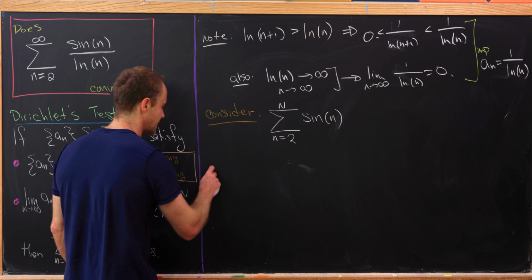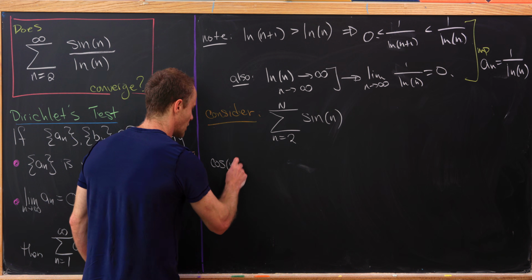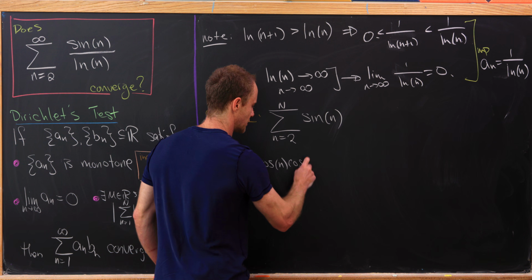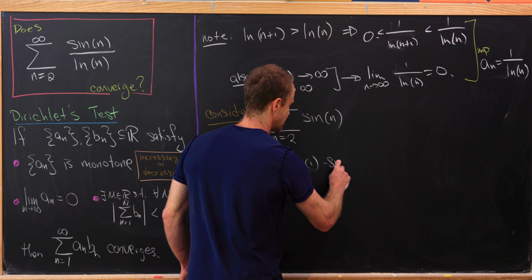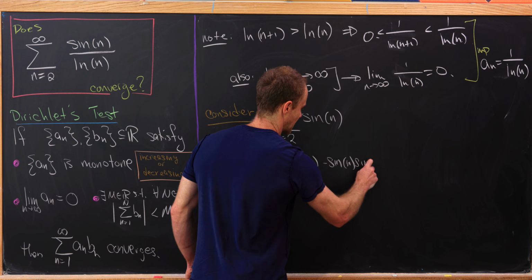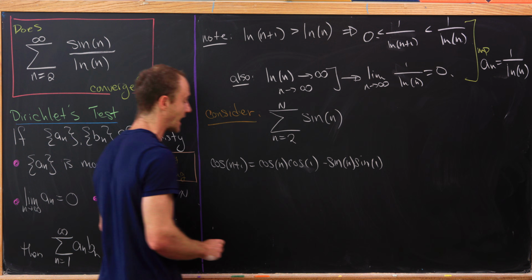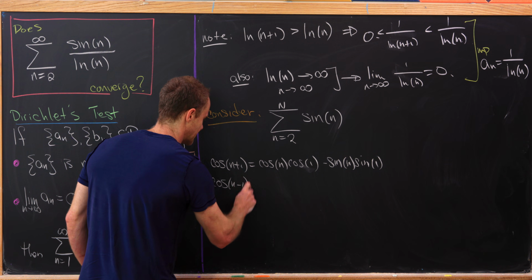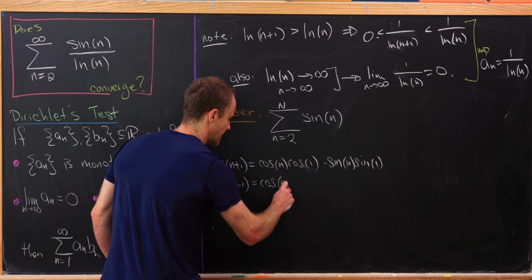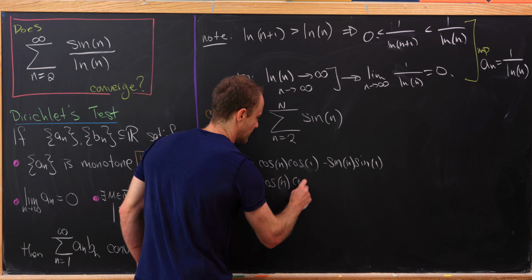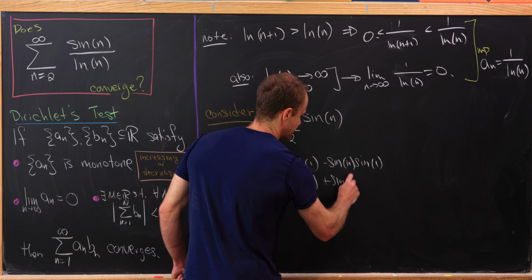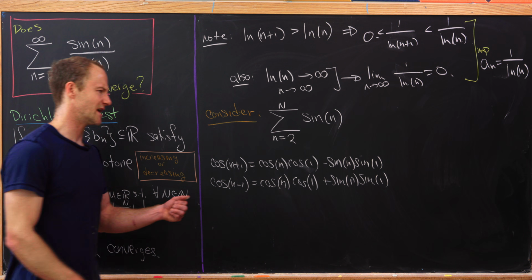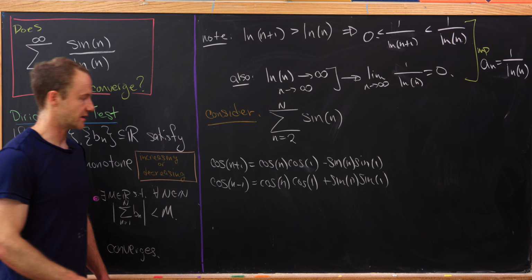And so in particular, we'll use the fact that the cosine of n plus 1 is the cosine of n times the cosine of 1 minus the sine of n times the sine of 1. So that's the angle sum formula for cosine. And also the cosine of n minus 1 is the cosine of n times the cosine of 1 plus the sine of n times the sine of 1. That's like an angle difference formula.